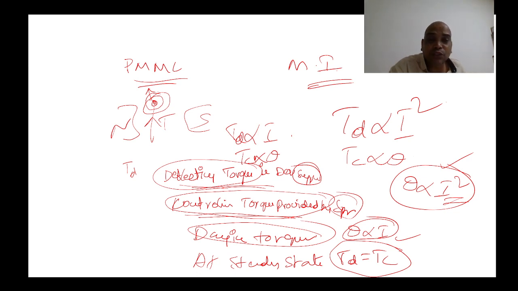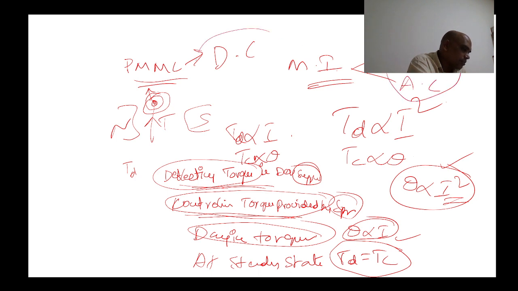These are generally used in voltmeters and ammeters. PMMC is suitable for DC. Moving iron is suitable for both DC and AC. These are important bits. This is about the second unit.